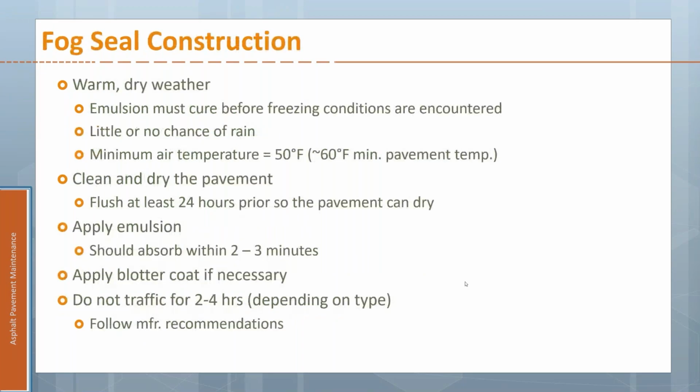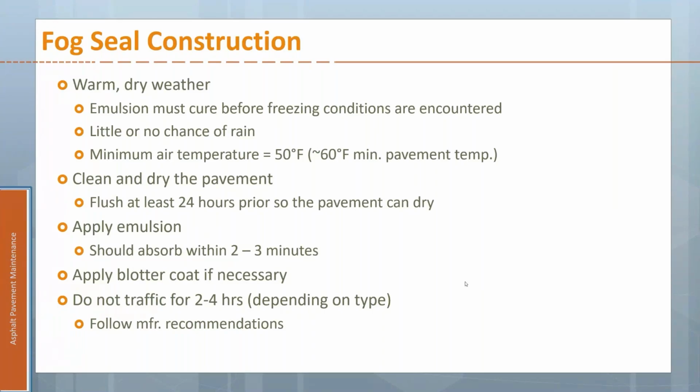Now, optimal construction season for fog seals is going to be warm, dry weather. Remember that emulsion has to cure before you have any freezing conditions. So we want to make sure that the water gets out of that material. So you want to do this when there's little or no chance of rain, and usually a minimum of 50 degrees, but I would say around 60 degrees would be a minimum pavement temperature that you want to have. So this is a summertime activity.